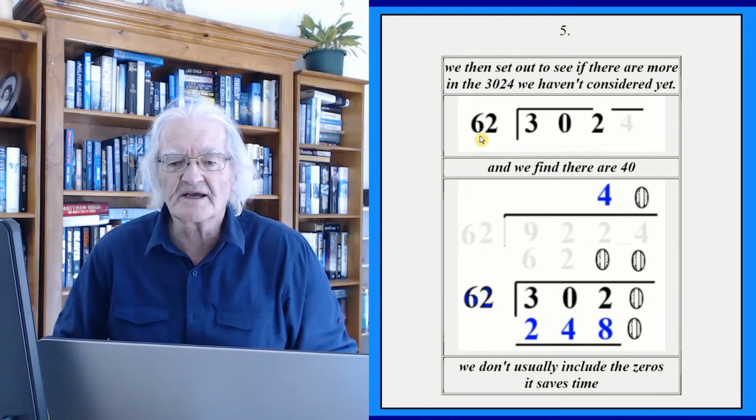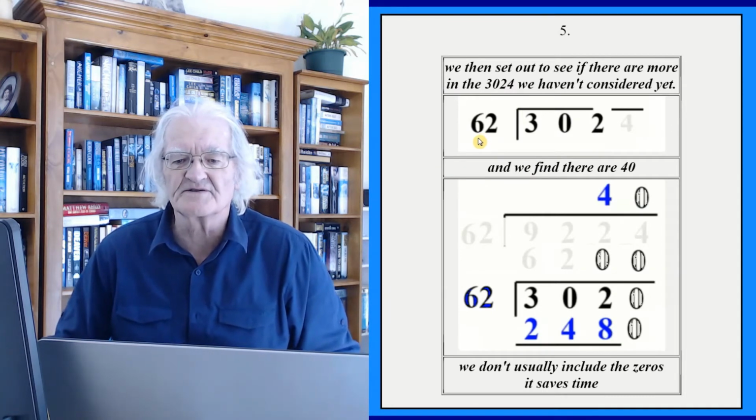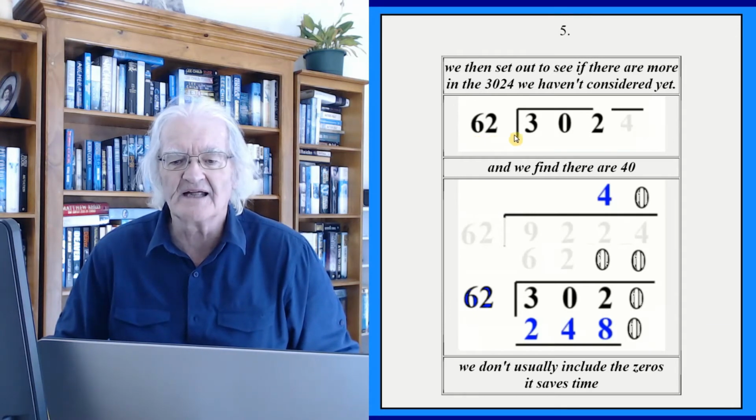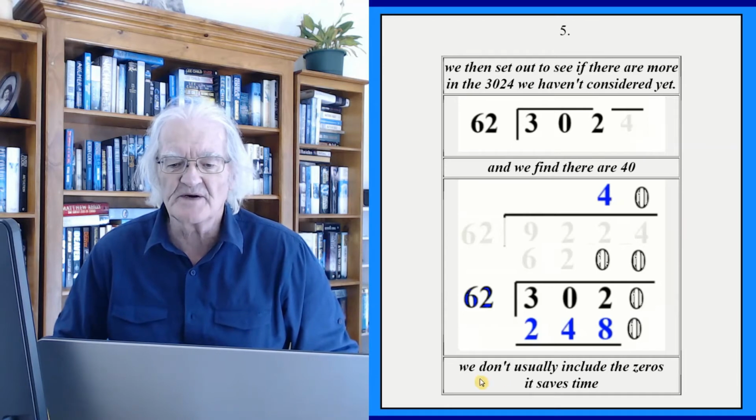So what's not accounted for is 3,024. We want to know how many of the 62s are in what is unaccounted for from the original value. So we express this calculation as a second component of our total solution.